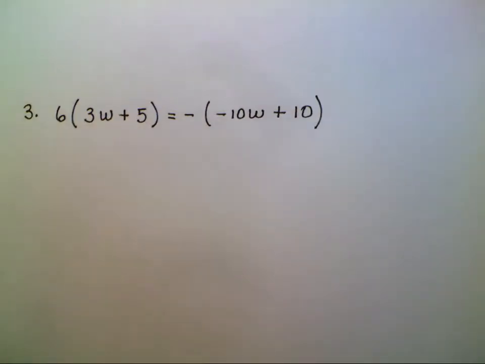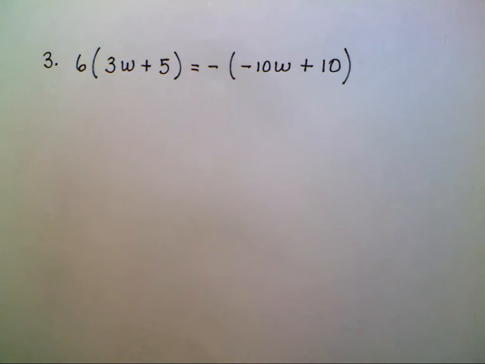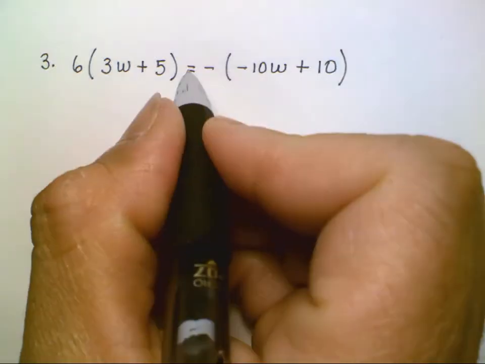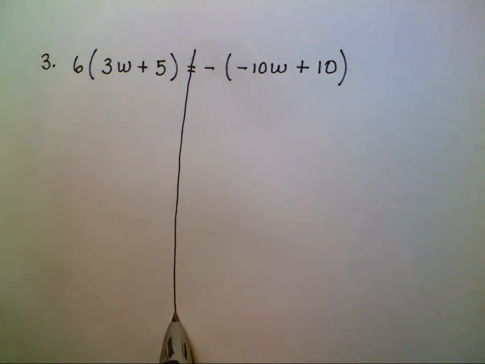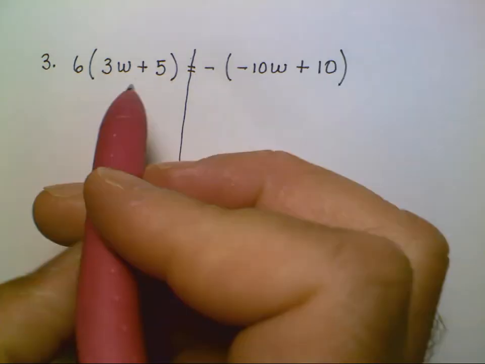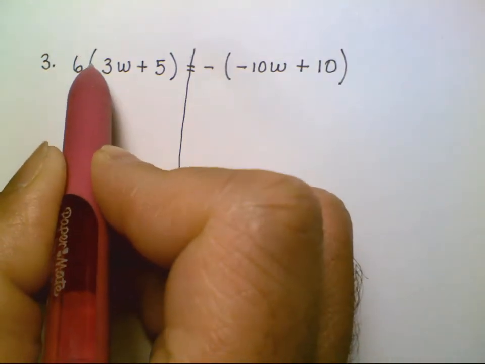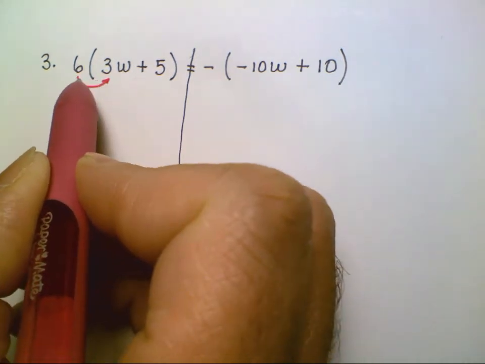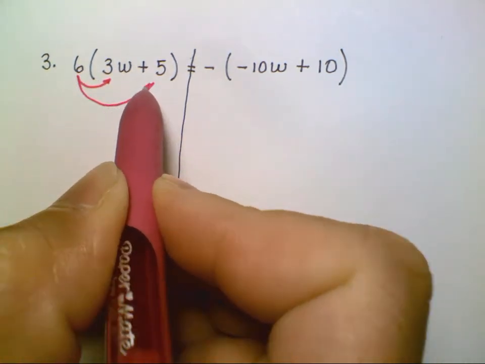Problem number 3. So now I have a double parenthesis for problem number 3. We're going to apply the distributive property twice. So in this case, for the left side, you can draw the line. Again, you can draw the line if you want. And for the left side, you can apply the distributive property. So you have 6 times 3w. I'm going to do it this way. 6 times 3w and 6 times 5.